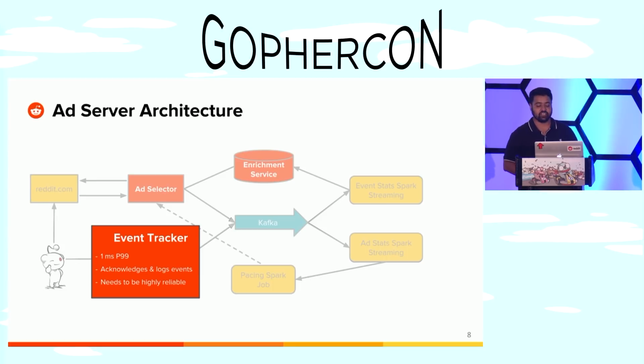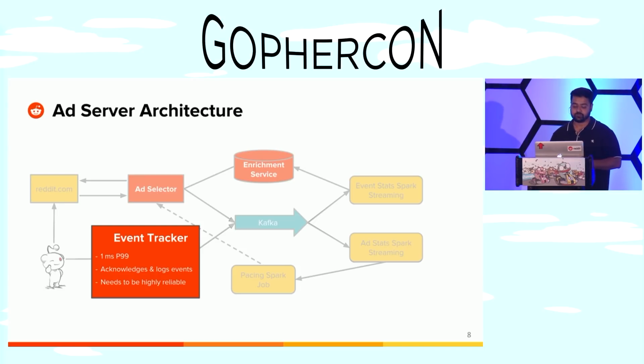The event tracker is a pretty simple service. It's an HTTP service written in Go. It needs to be really fast. It doesn't do much. It just logs events out to Kafka, but it needs to be very reliable. We can't lose events here because those are very important in the feedback loops that we have.